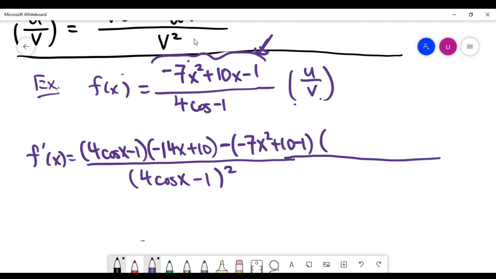And then the next term is just v prime. For the v prime, it is the derivative of the bottom, right? So it's going to be 4 times minus sine x, like this. And that's basically the derivative of the function f. So you can apply this formula whenever you see a quotient.